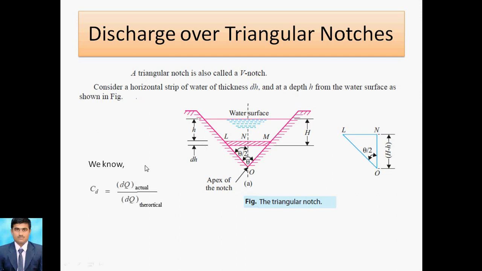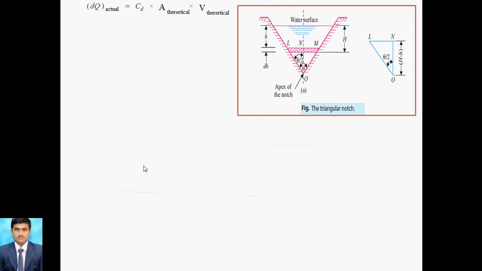Now similarly we find out CD. What is CD actually? Actual discharge upon theoretical discharge. Here we consider the smallest strip, that's why I can write dQ actual upon dQ theoretical. So dQ actual is equal to CD into dQ theoretical. Instead of dQ theoretical, you can write A theoretical into V theoretical. As you know, A theoretical is the area of strip and V theoretical means root 2gh.